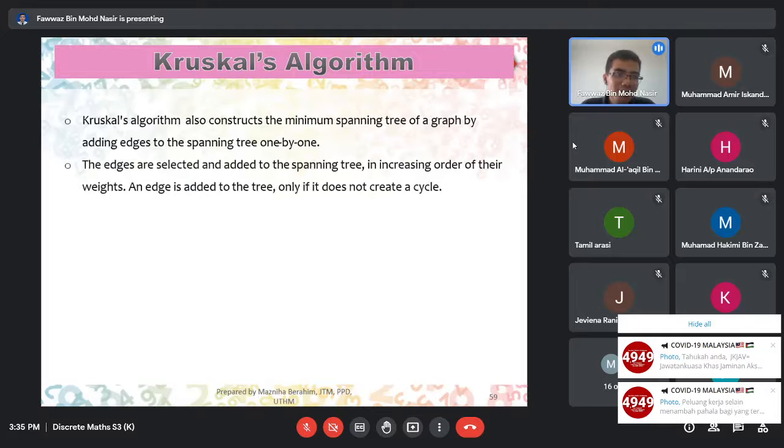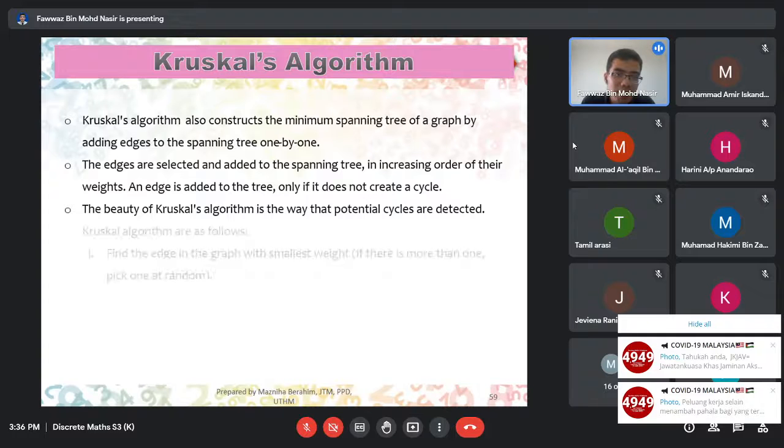Okay, so the edges are selected and added to the spanning tree in increasing order of their weights. Okay, an edge is added to the tree only if it does not create a cycle. Okay, jadi sama juga macam Prim's algorithm, kita add edge tu only if they tak create a cycle. Okay, so the beauty of Pascal algorithm is the way the potential cycles are detected.